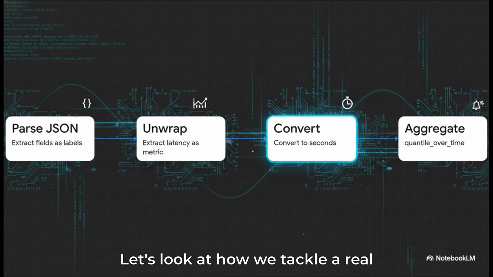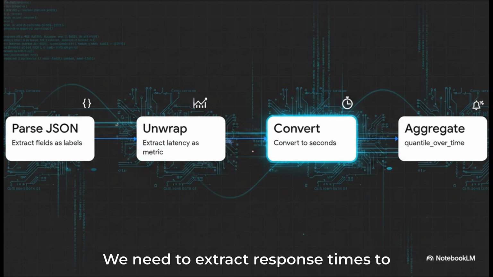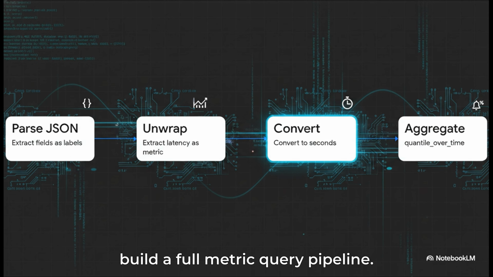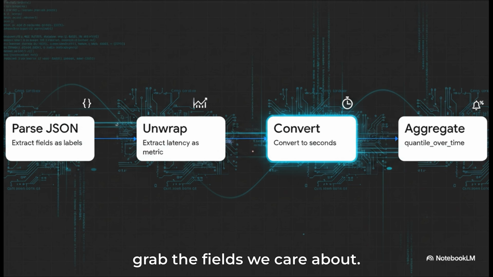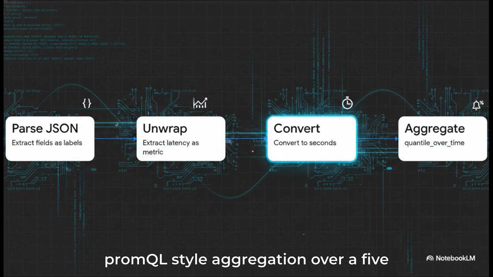Let's look at how we tackle a real support scenario over in Grafana Play. We need to extract response times to build a full metric query pipeline. First, we use the JSON parser to grab the fields we care about. Next, we use the unwrap function. Now, this part is absolutely vital. Unwrapping tells Loki, hey, stop giving me log lines and instead extract this specific latency value as a raw numeric metric. And then finally, we apply our PromQL style aggregation over a 5-minute rolling window using quantile_over_time.